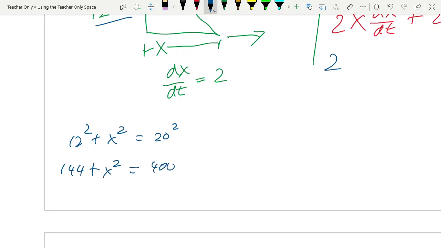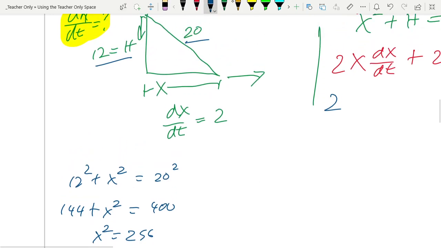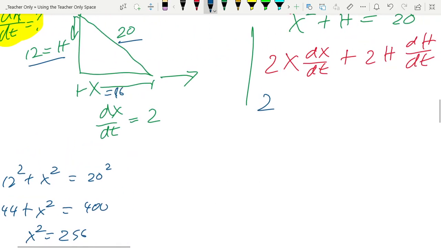So now I got to subtract. I need to go 400 minus 144. So that's going to give me x squared is equal to 256. And of course, all of my math, computer science folk out there, they're like, I know that number. All right, so the square root of 256 is 16. So there, great. The distance that this ladder is away from the wall is 16 feet. So I'm able to go ahead and fill in 16. So I know that the x is 16.